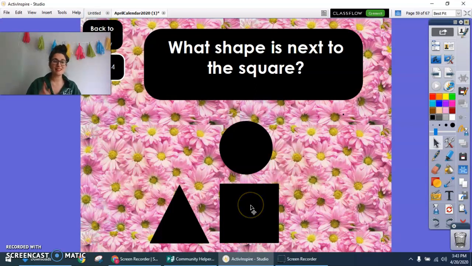All right, boys and girls, and this right here is the square. So if I want to go next to it, it would either be this position, but there's no shape there, or this position, and there is a shape there. Who can tell me what this shape is called that is next to the square? The triangle. That is correct. The triangle is next to the square.